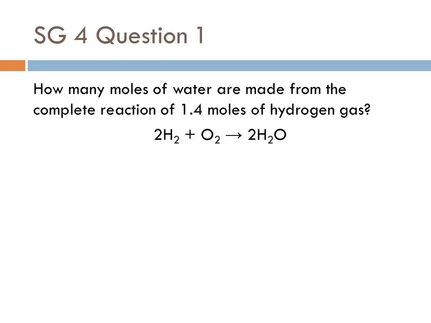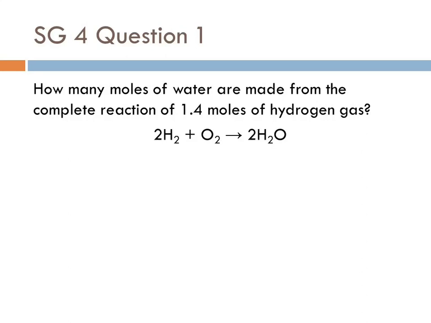How many moles of water are made from the complete reaction of 1.4 moles of hydrogen gas? Well, what we need to think about here is, what does this chemical equation mean? So the chemical equation that we're given says 2H2 plus O2 goes to 2H2O. So we can interpret that in terms of numbers of molecules, or dozens of molecules, or moles of molecules.